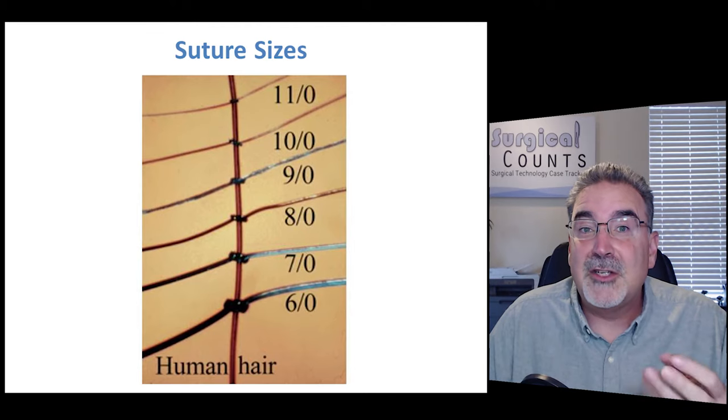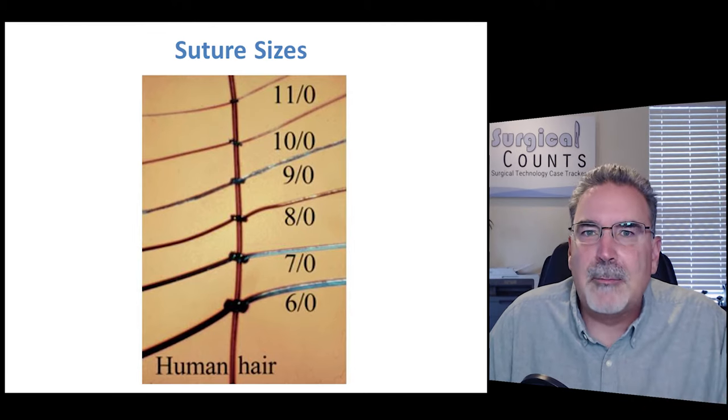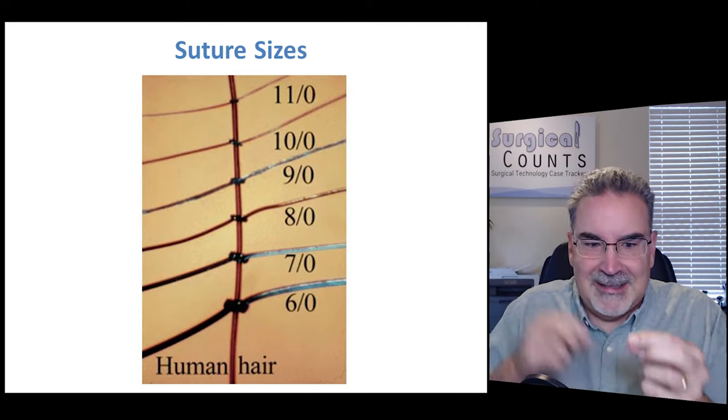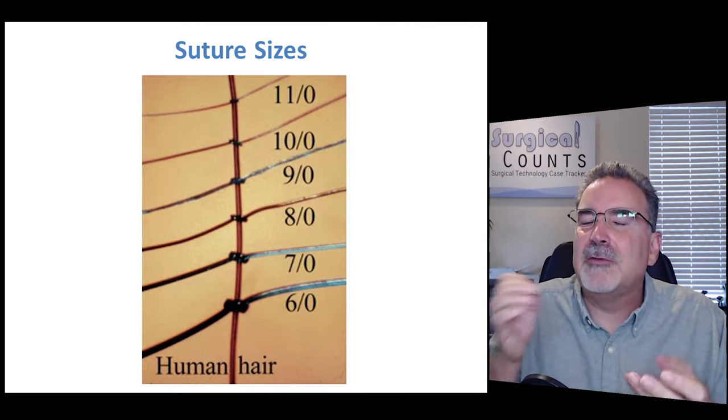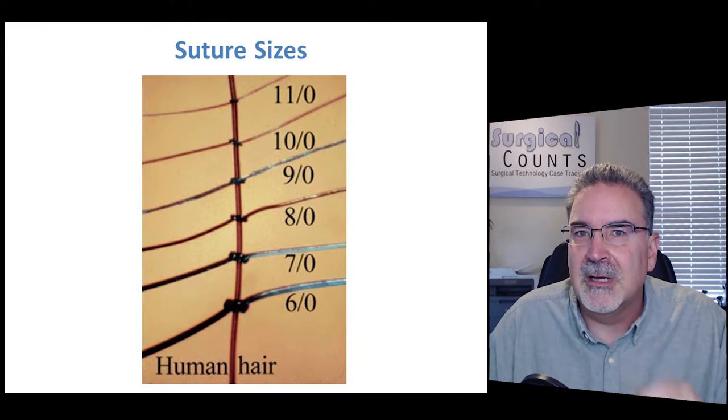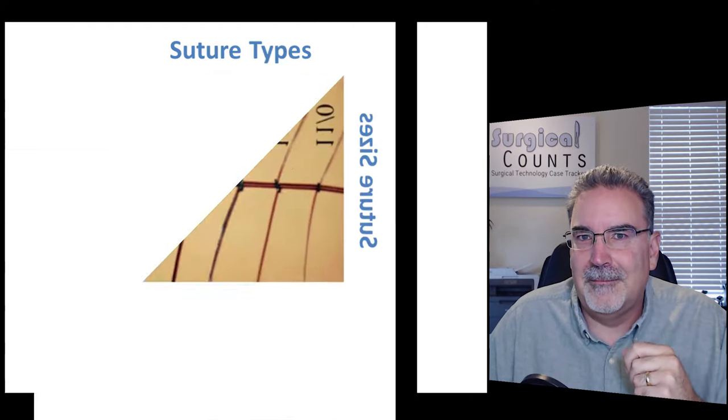So then imagine if they turn out the lights in the room because you're doing a laparoscopic or a microscopic surgery, and all of a sudden it's dark in there. Well, you're not going to see this tiny little suture at all. So that's why having really good eyesight, especially when working with these very tiny sutures, is going to be very helpful. So let's see if we can classify some of these types of sutures.